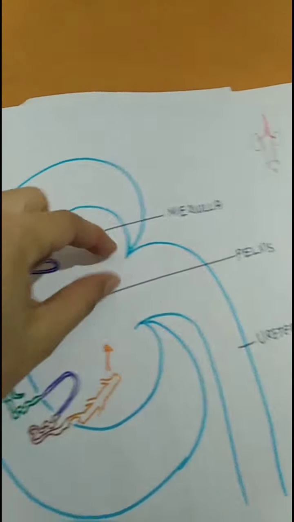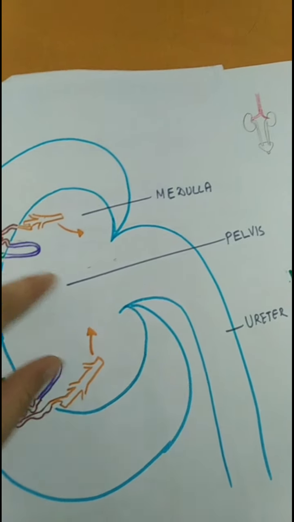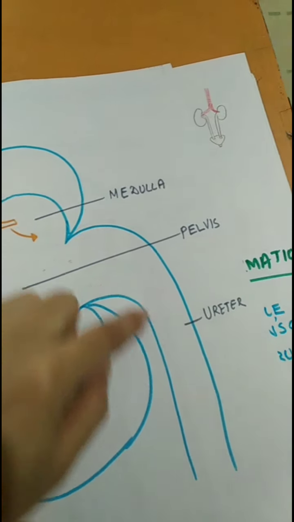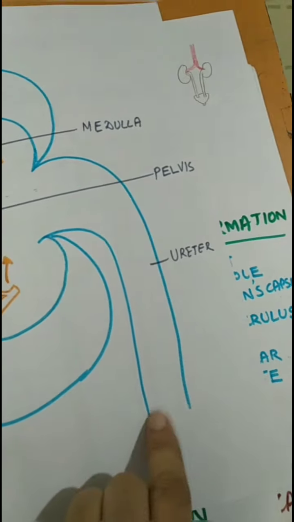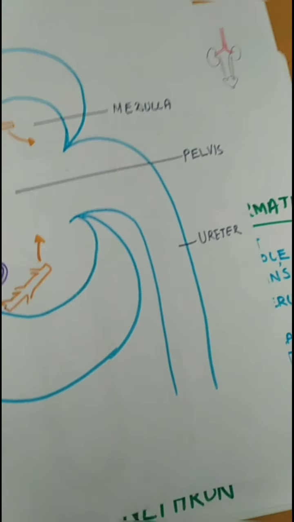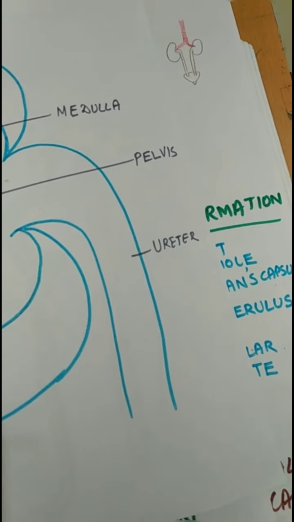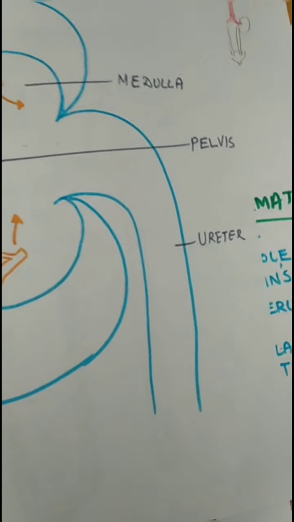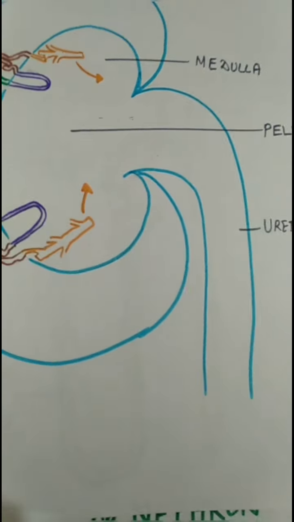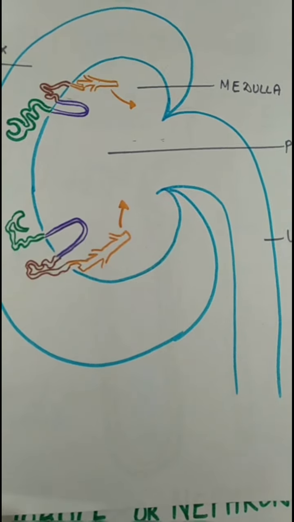Pelvis, you know, is the expanded part of the ureter. So from the pelvis it enters into the ureter. And through this ureter, it enters into the urinary bladder, from where it is excreted out, passed out through the urethra. So this is all about the urine formation and its excretion.